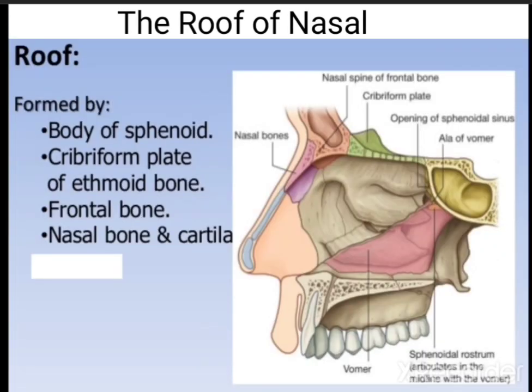Then the roof. The roof is formed by the body of the sphenoid bone. So this is the sphenoid bone, this is the cribriform plate of the ethmoid, and this is the frontal bone. Also the nasal bone and the cartilages are forming the roof of the nasal cavity.